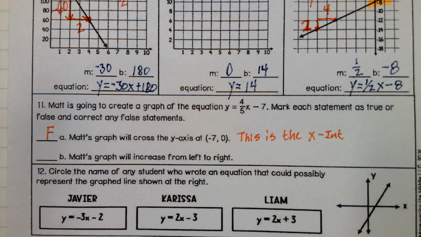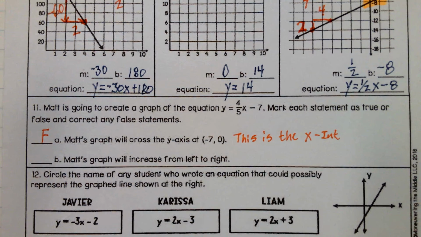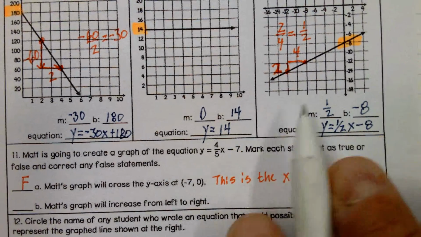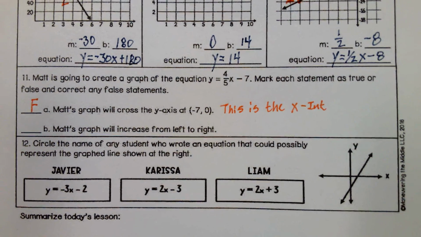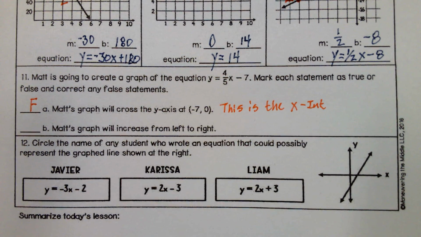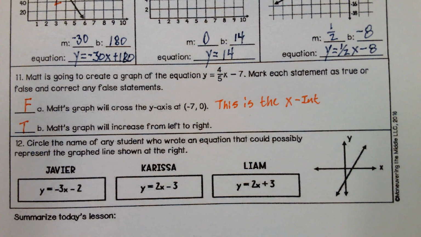Matt's graph will increase from left to right. So going from left to right, it's going to go uphill. Is that true? Look at the slope. It's true. That's a positive slope. It should increase from left to right.